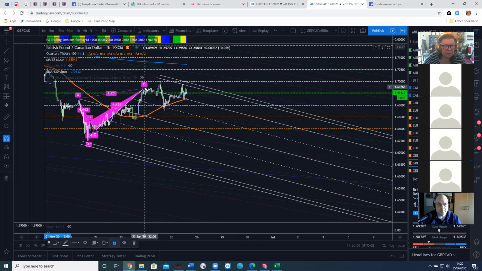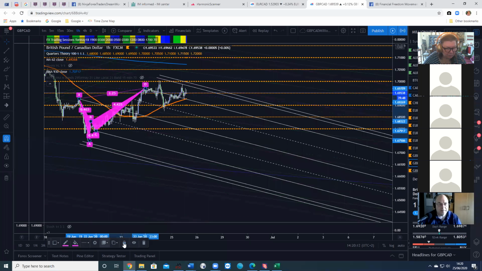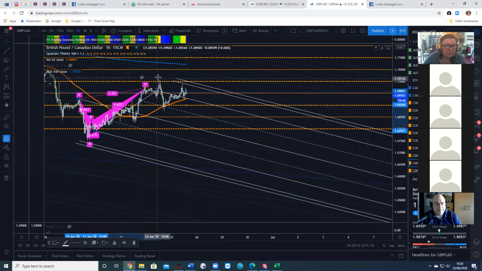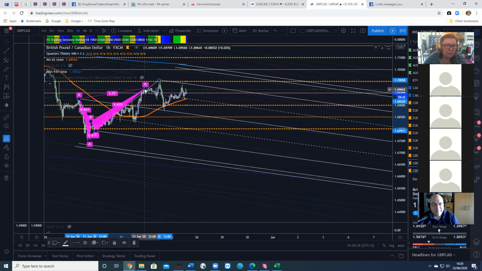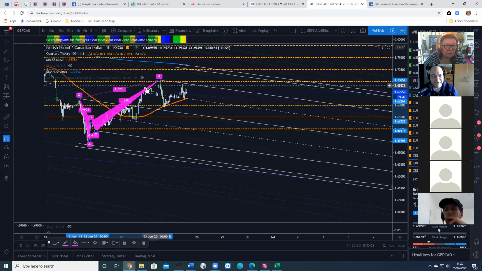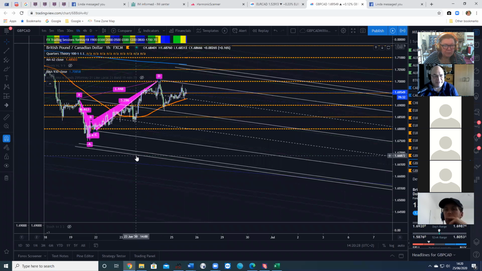Now I expect that D point, that's why I've got a yellow blob there. This is redrawn, so I'm going to redraw this D point because it's made a higher up there at quarter theory. Well, the harmonic scanner didn't redraw this one at all, so I kind of left mine where it was in the original location, because price moves in and out of pitchforks all the time, right?